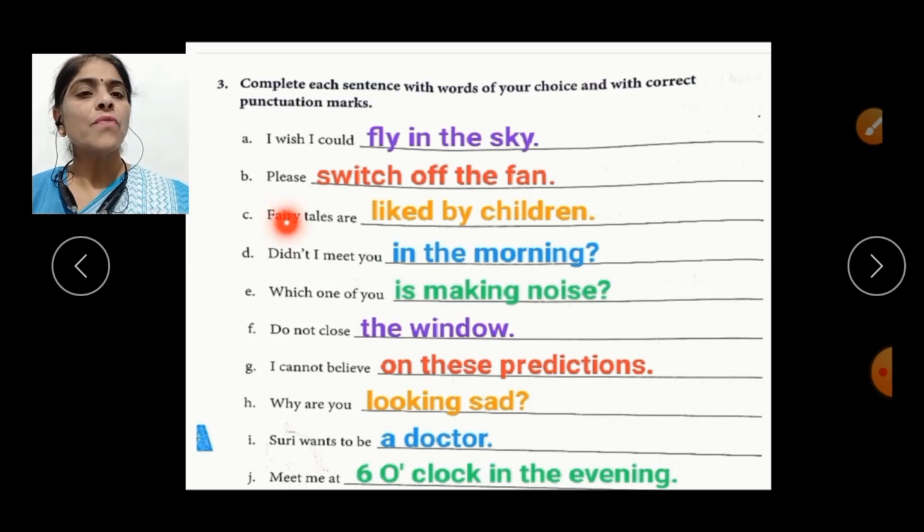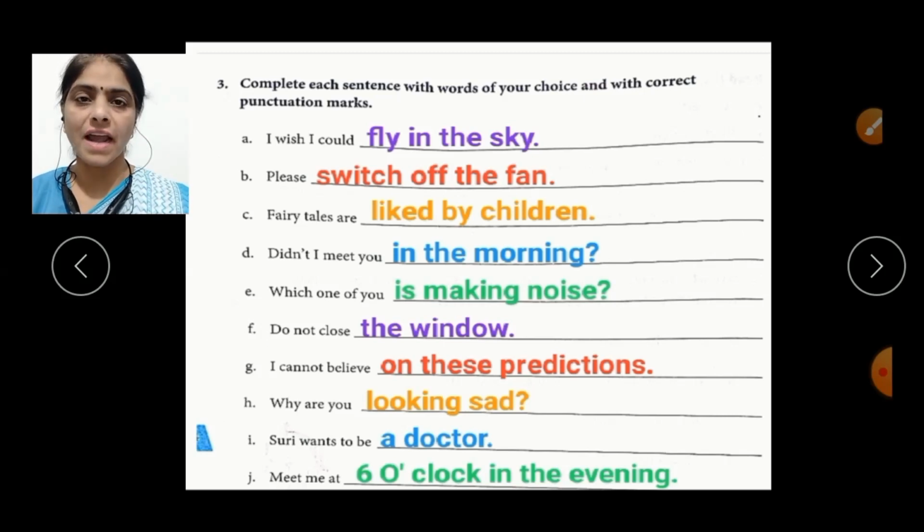Next one, fairy tales are liked by children. As a statement is associated with this sentence, so this is a declarative sentence, and it's also having a full stop at the end. The next one, didn't I meet you in the morning? This sentence is asking something, means it is an interrogative sentence, and also it's having a question mark at the end. After that, which one of you is making noise? This sentence is also asking something, and it is also having a question mark at the end. So this is an interrogative sentence.